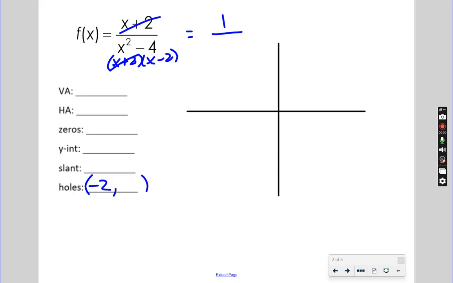There was nothing left on top, so that's 1 over x minus 2. To get the y value of the hole, we're going to plug the -2 into the new problem. So what is that going to give me? Go ahead and get used to the fact that you're going to be graphing weird points. -2, -1/4. We're just going to go left 2 and down just a little bit, and I'm literally going to draw an open circle. That's the hole in the graph.